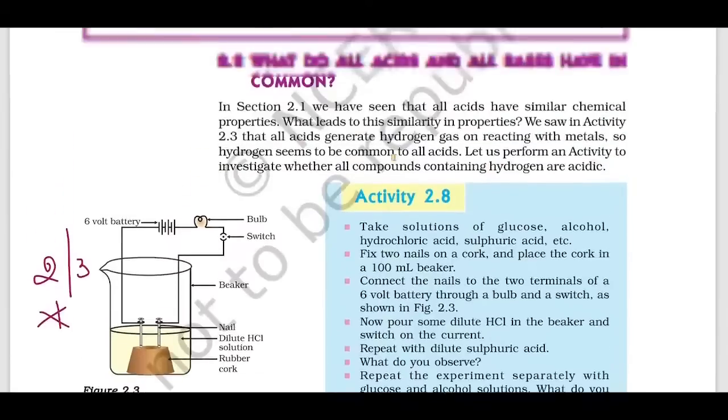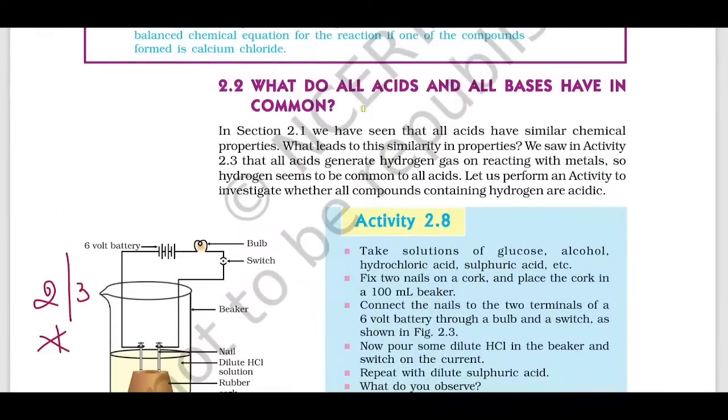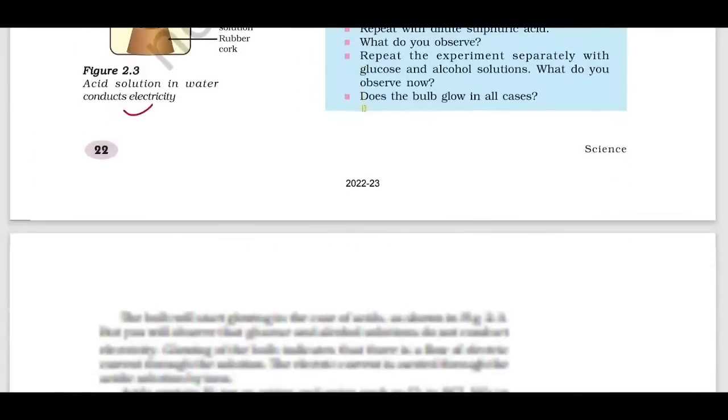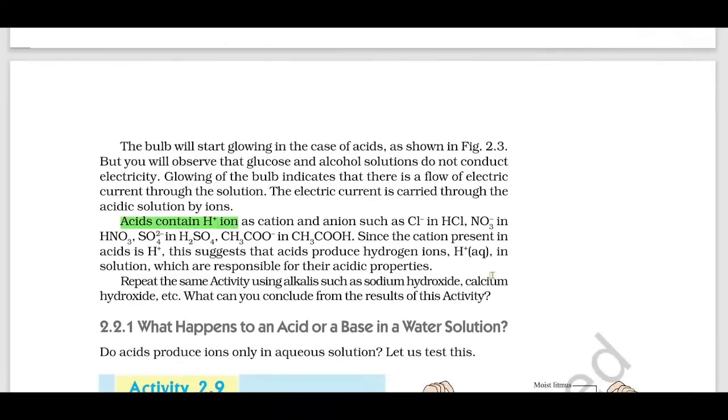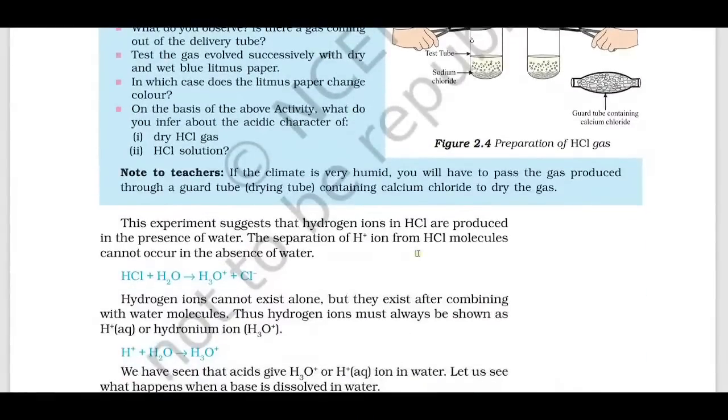Next, what do all acids and bases have in common? All the acids will have H plus ion. Acid contains H plus ions, hydrogen ions. Acid in water produces H plus ions.